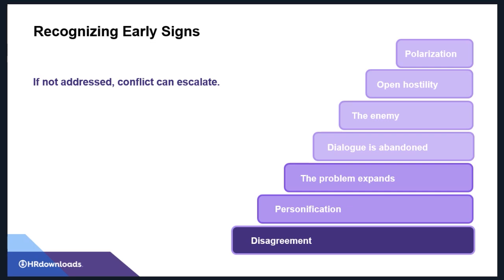And then the final step in the escalation process is polarization. So the conflict has not been addressed or resolved, but is completely abandoned altogether. So people may completely stop communicating or trying to address the situation or cut ties with that other person. And this can become problematic, especially if people are supposed to interact and work together.